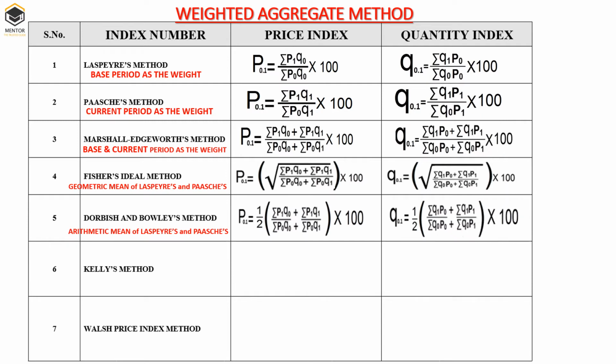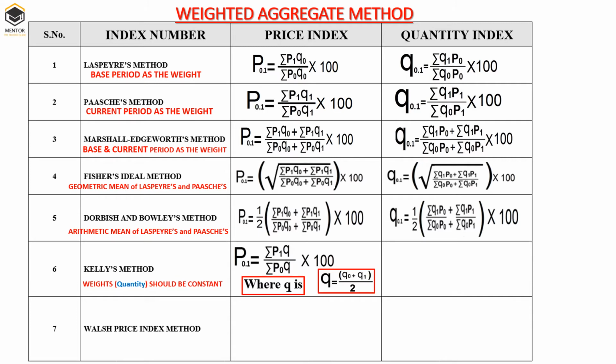Here in Kelly's method, weights should be constant. Weights, that is quantity, should be constant. As we know, the formula for our Laspeyres method of price index was summation P1 Q0 divided by summation P0 Q0, into 100. In this we have Q0, Q0. Now in Kelly's, we will be having only Q, not Q0. We'll be having only Q, where Q is equal to Q0 plus Q1 divided by 2.